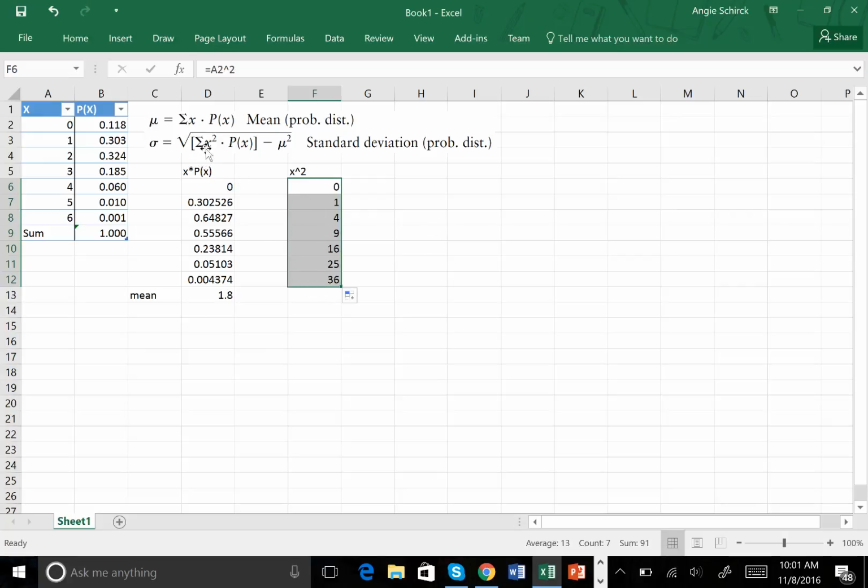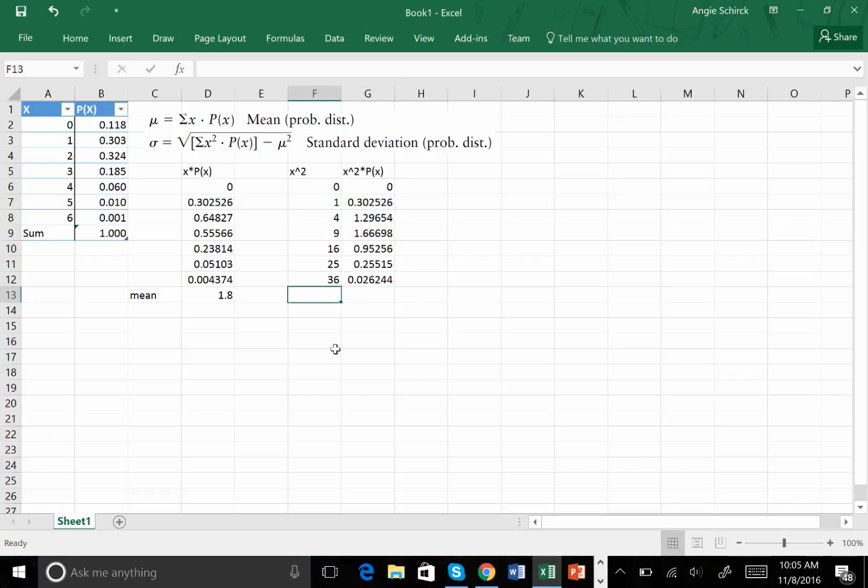So now we need to have the x squared times p of x. So we'll have x squared times p of x in this column, which is going to equal my x squared here times my p of x over here. Enter. And then we're going to grab that handle and drag all of those down. So there's my x squared times p of x.